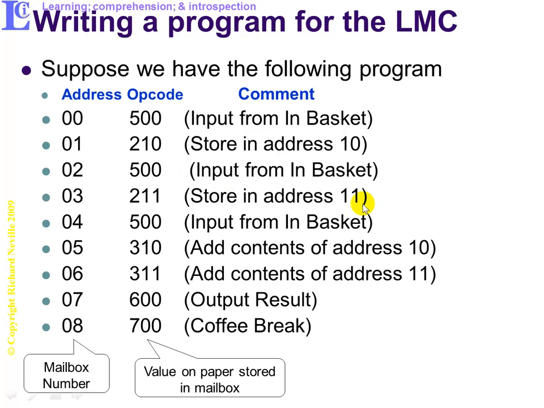at address mailbox 11, then input again, then add. Now be very careful if you thought this program was doing something like add A plus B plus C, because it's not. It's bringing in A and storing it at mailbox 10, bringing in B and storing it in mailbox 11. Then it brings in C, and then it adds C to A. So it's adding A and C, and then the result of that to B, not A plus B plus C.